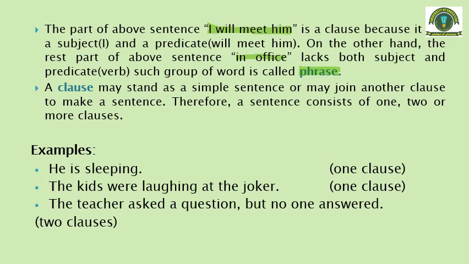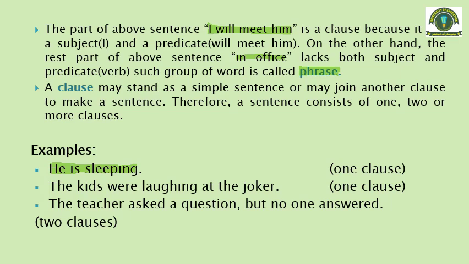Let's look at the example. He is sleeping. This is one clause, one complete clause because it has a subject and a predicate. He is the subject and is sleeping is the predicate. Let's look at another example. The kids were laughing at the Joker.